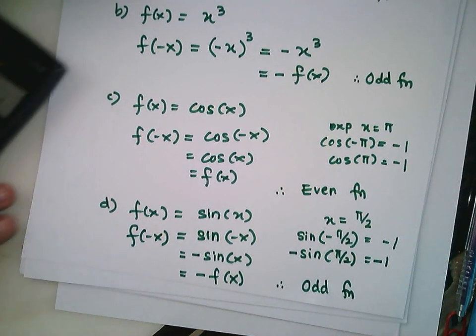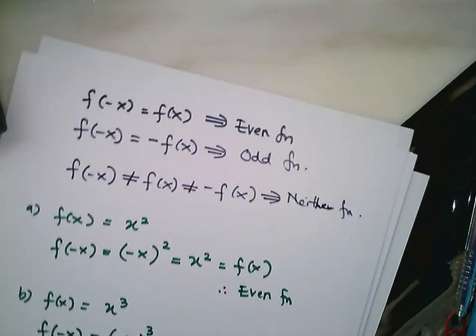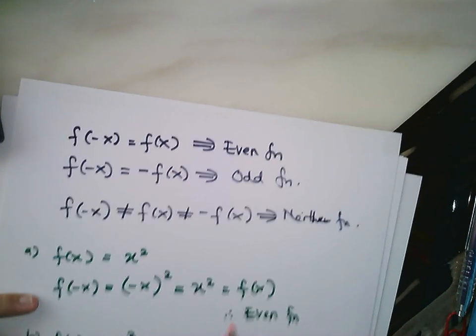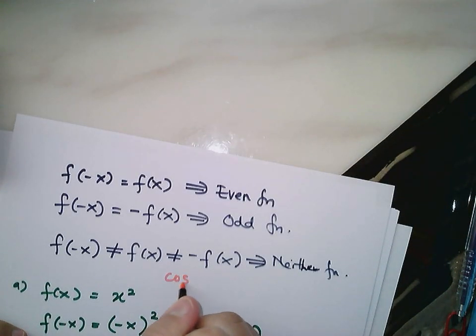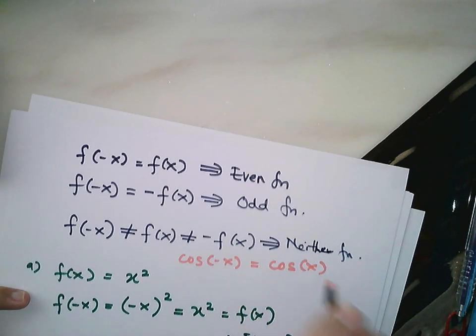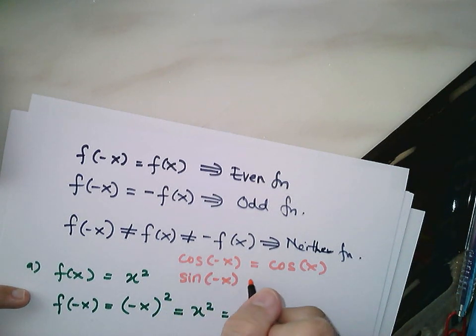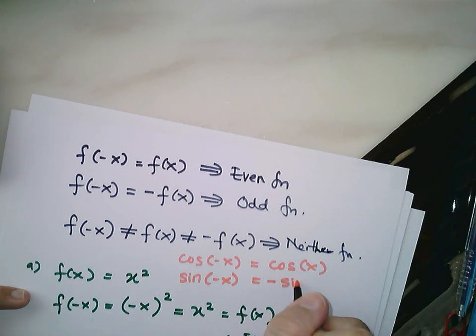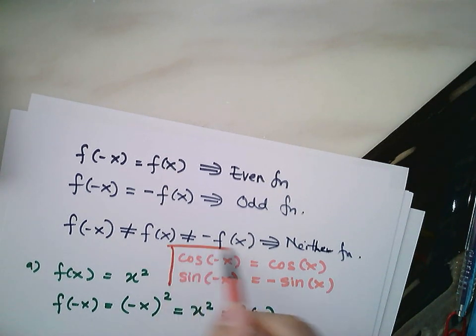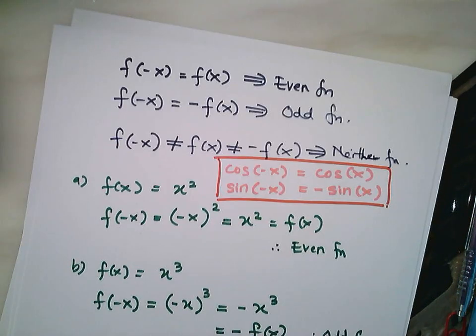Okay, so there are two important pieces of info here. The first one is if you have cos of negative x, this one is equal to cos x. If you have sine of negative x, this one is equal to negative sine x. Okay, so please remember this because you are going to use this afterward. Okay, so now let's try the next example.